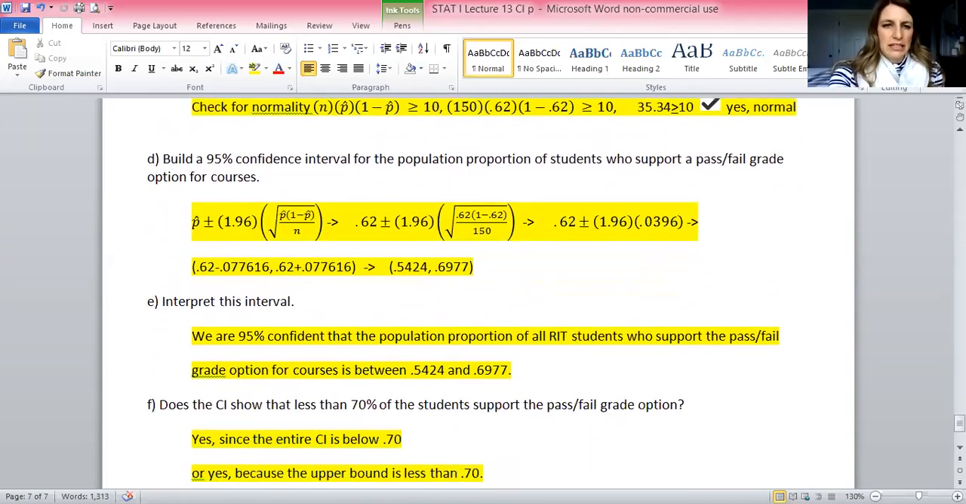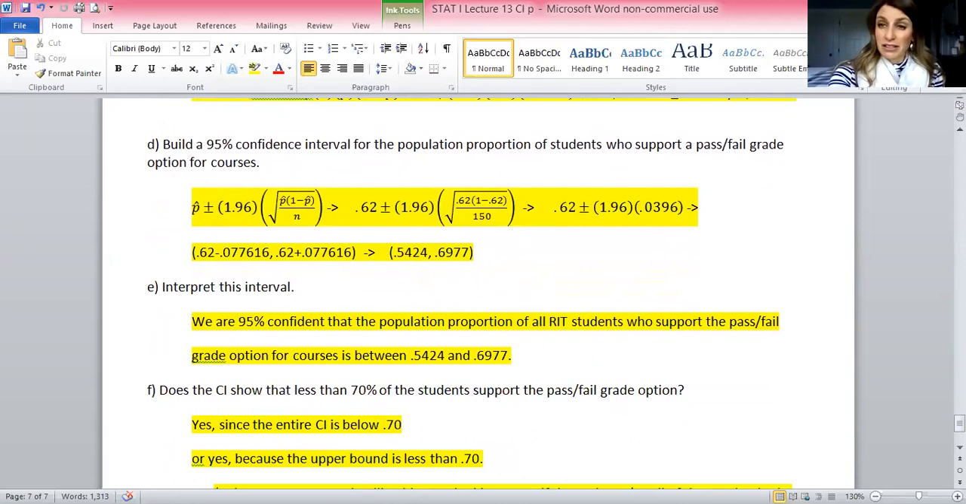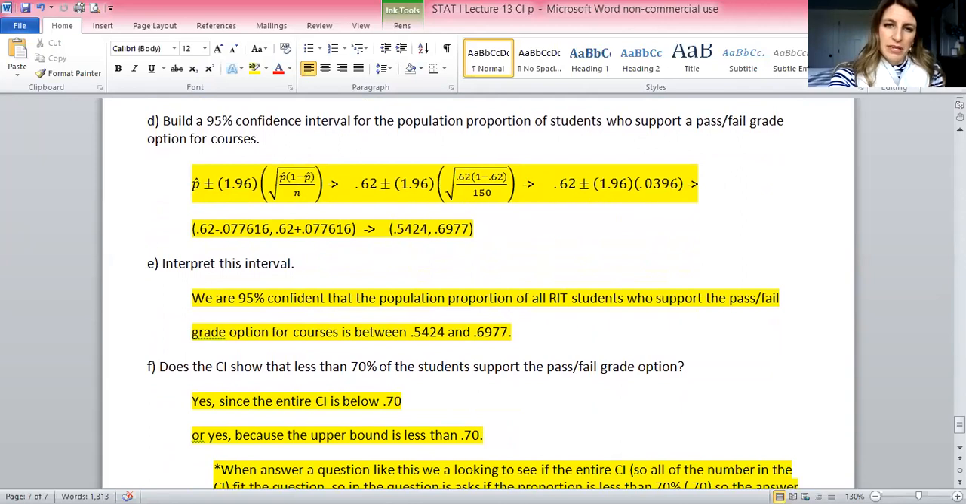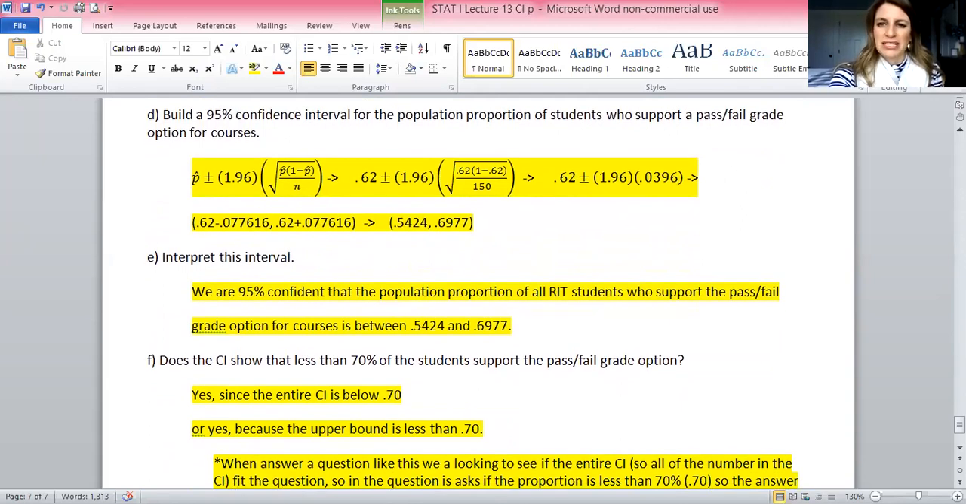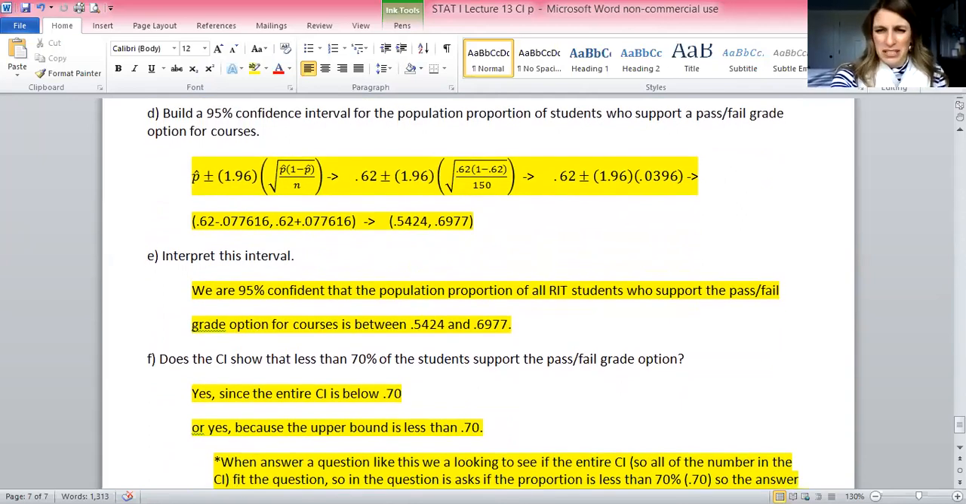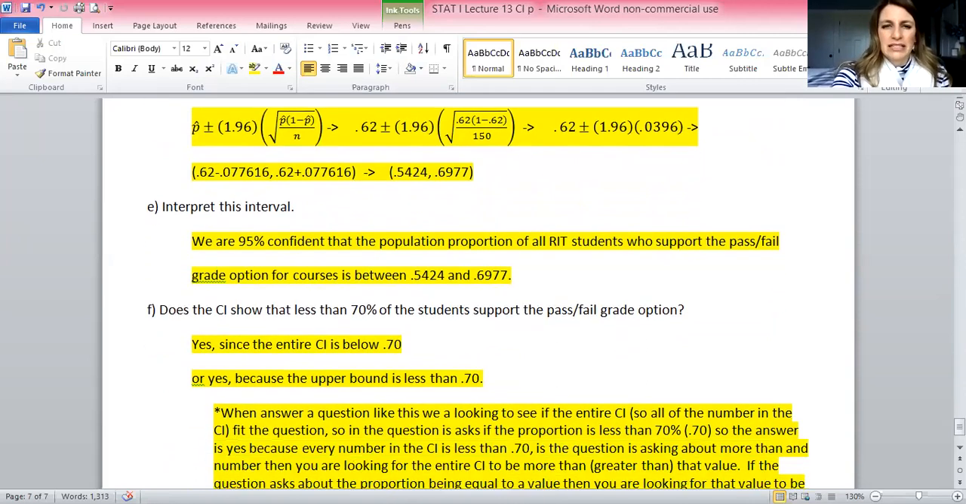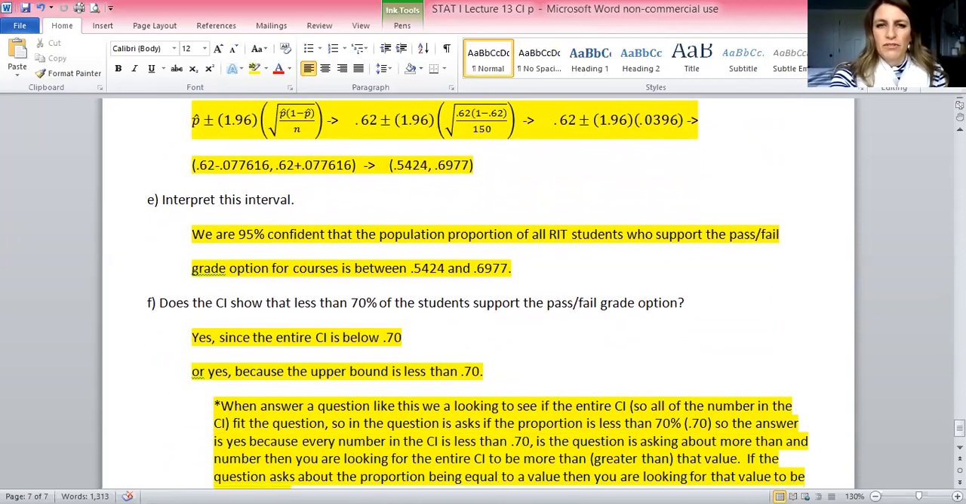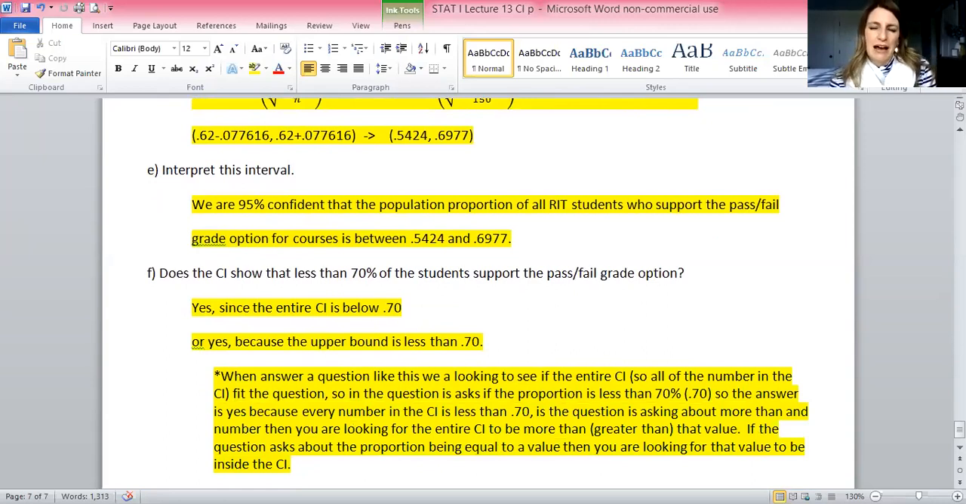Now to the actual calculation, I'm just going to plug all my values into my formula. Here is my z value of 1.96. My p hat is 0.62. My standard error is 0.0396. I already calculated those above, so I can just plug them in. So I get my CI to be 0.5424 as my lower bound up to 0.6977. What this means is that we're 95% confident that the population proportion of all RIT students who support the pass-fail grade option for courses is between 0.54 and 0.6977.